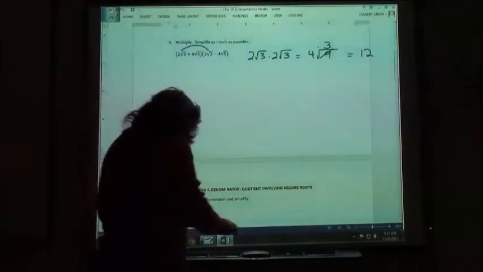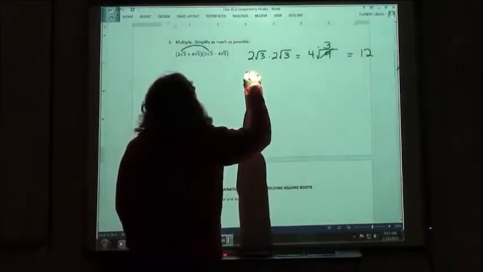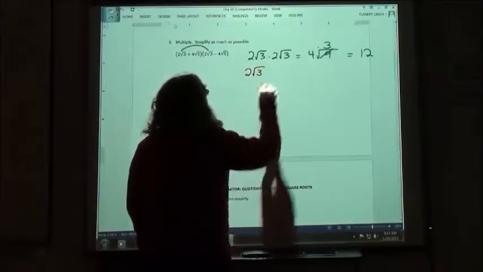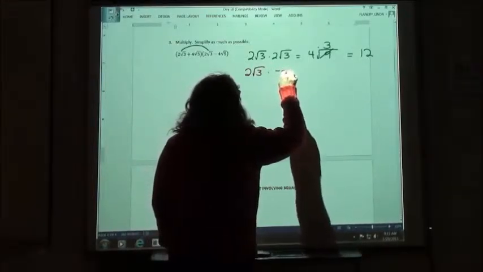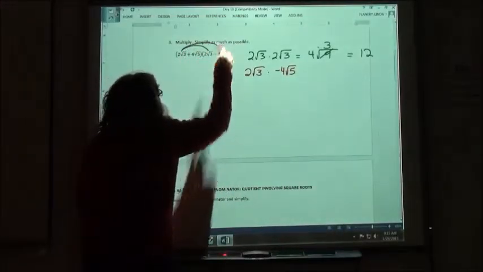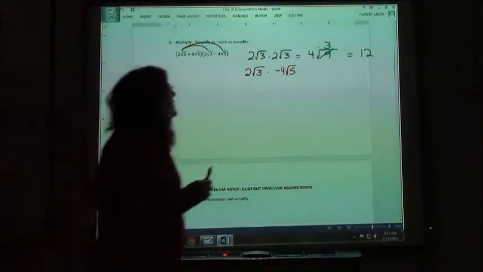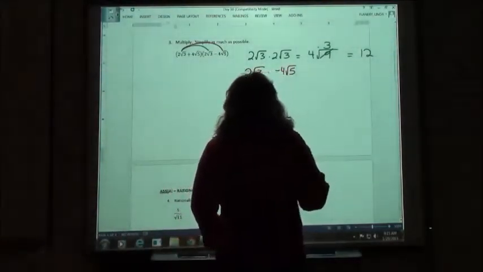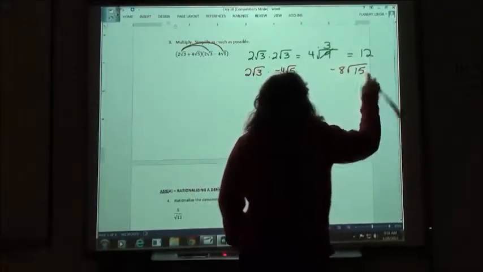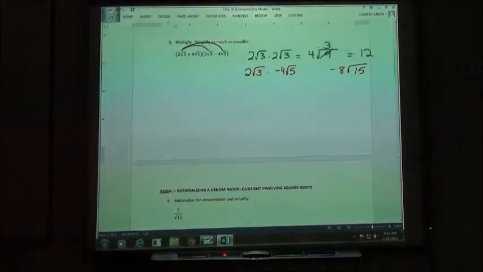The outside pair says I'm going to multiply what together? The 2 square root of 3 times negative 4 square root of 5, exactly. So, multiplying those we would get negative 8 square root of 15. And square root of 15 we can't simplify any farther. It doesn't have any perfect squares in it.